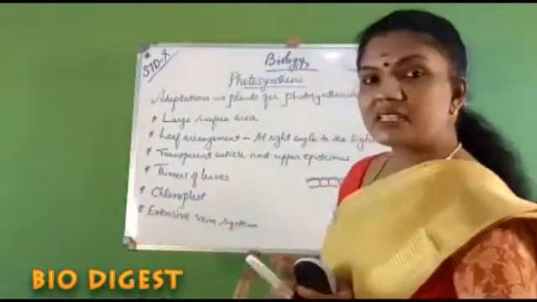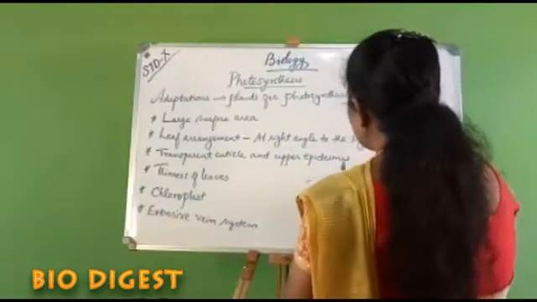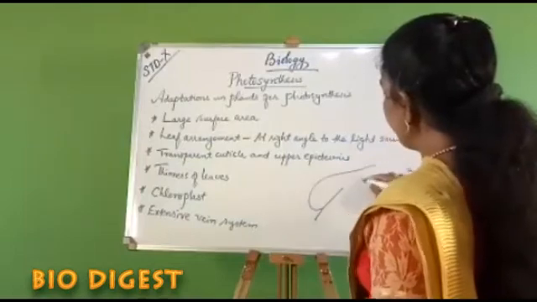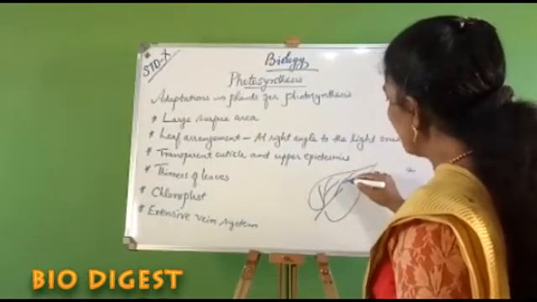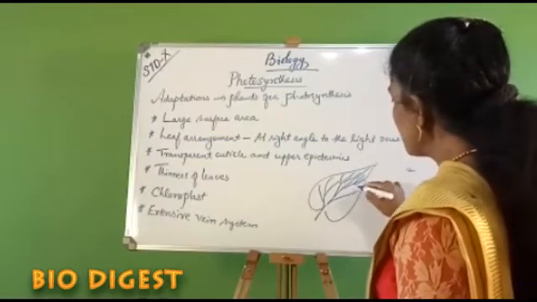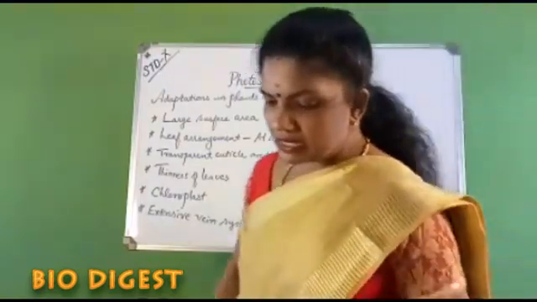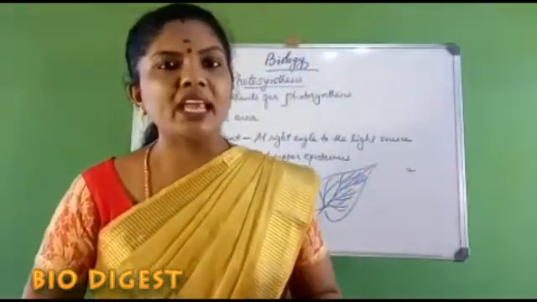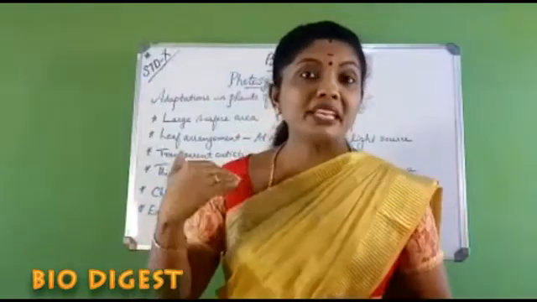Next is the extensive vein system. What is the meaning of this? Extensive vein system means you might have seen the veins like this that are running on the leaf surface. Isn't it? Veins. So what is the benefit of this extensive vein system? This extensive vein system actually helps in the rapid transport of materials.